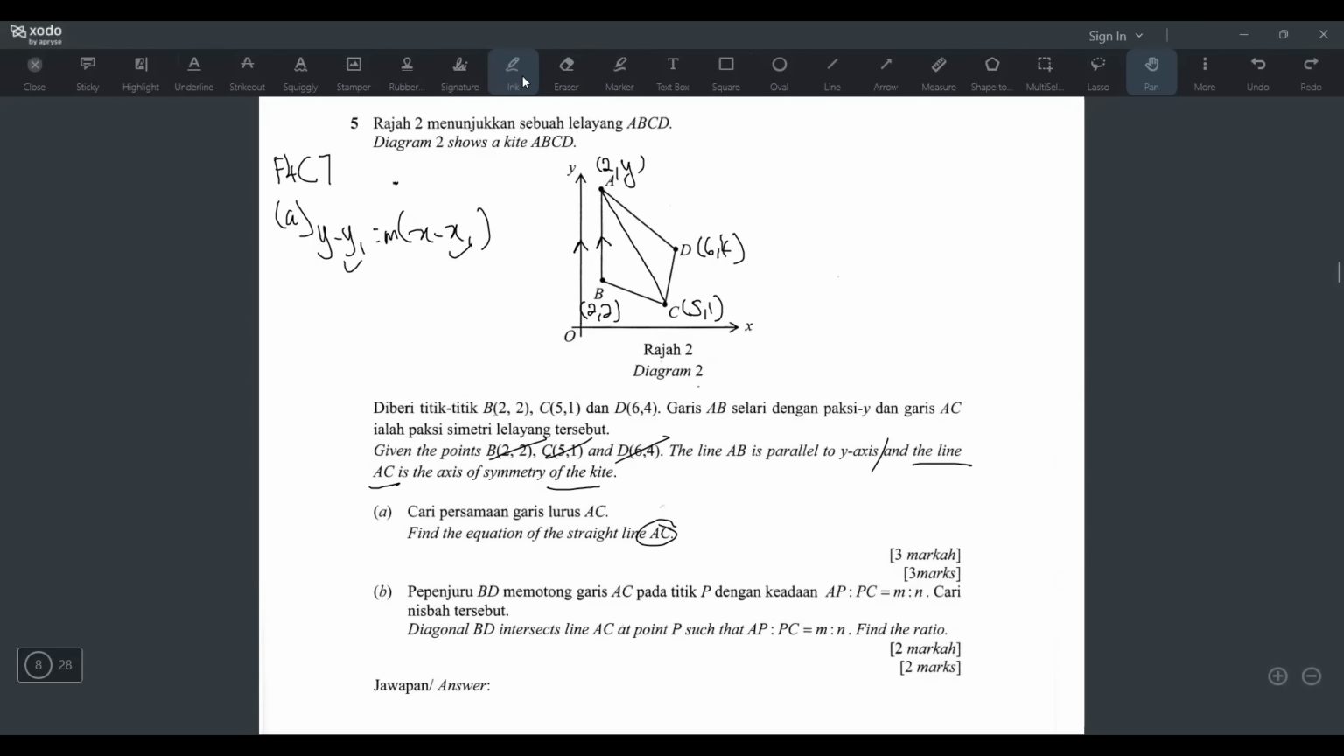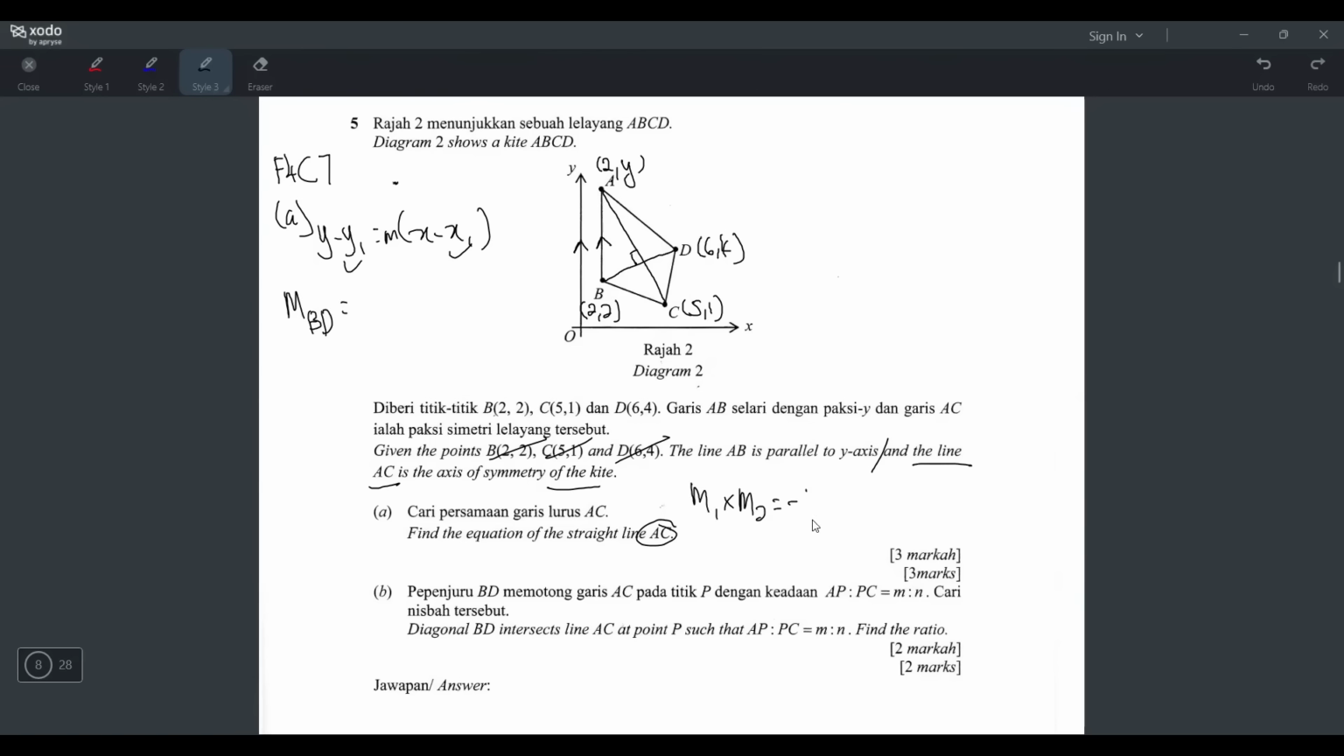And I already know how to find it. You have to join another line from B to D, because the two diagonals will intersect at 90 degrees. That means the BD gradient and the AC gradient will be perpendicular to each other. So what you can do is find the gradient of BD first. I know that's not what I want, but you find the gradient of BD first and then use the formula M1 times M2 equals -1 to find the gradient of AC. Because when two lines are perpendicular, dia punya gradient darab mesti dapat -1. Okay, so that's the plan now.